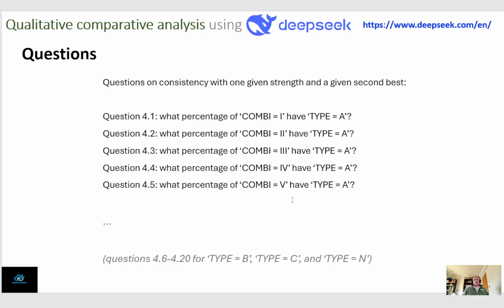Basically, again, in this case, which percentage of sales reps that have a given combination of strength and weakness have type A, have type B, have type C, have type N, etc.